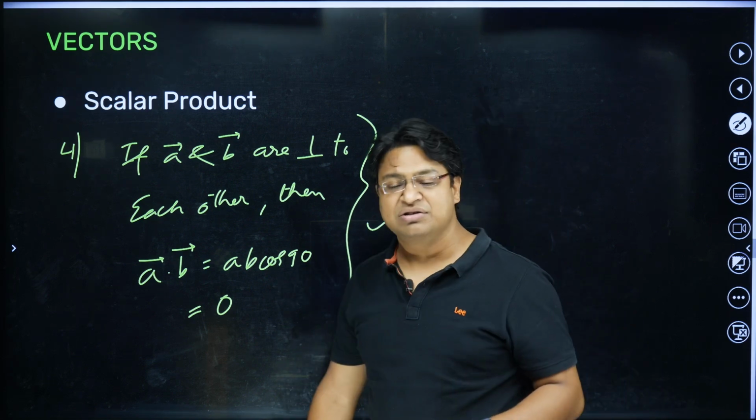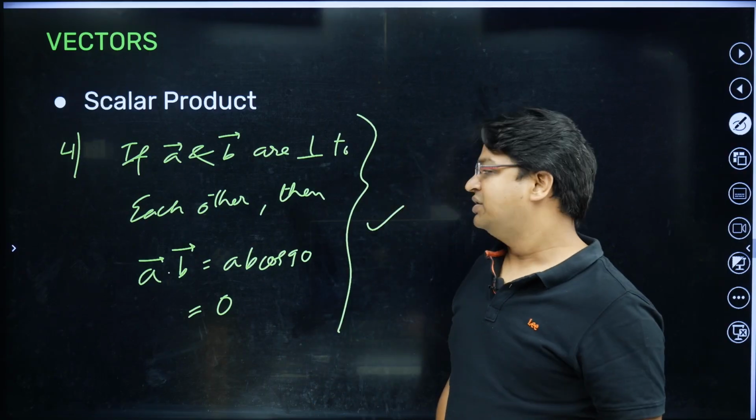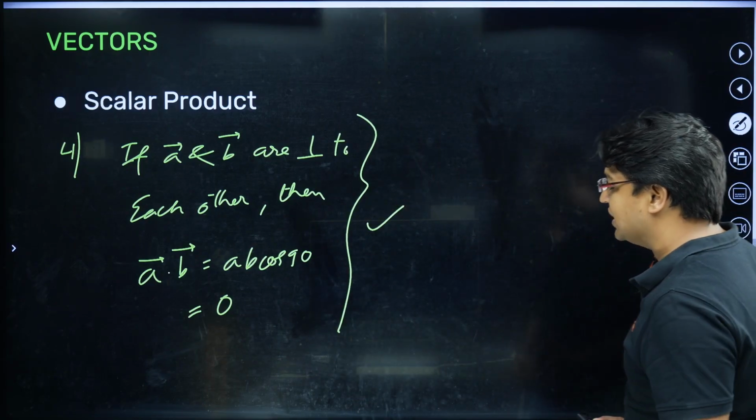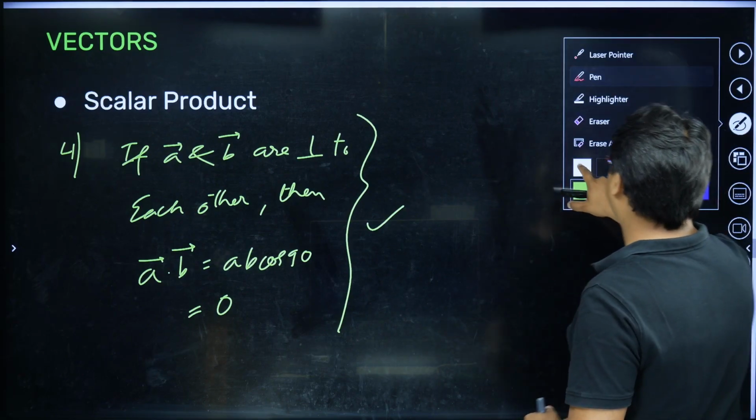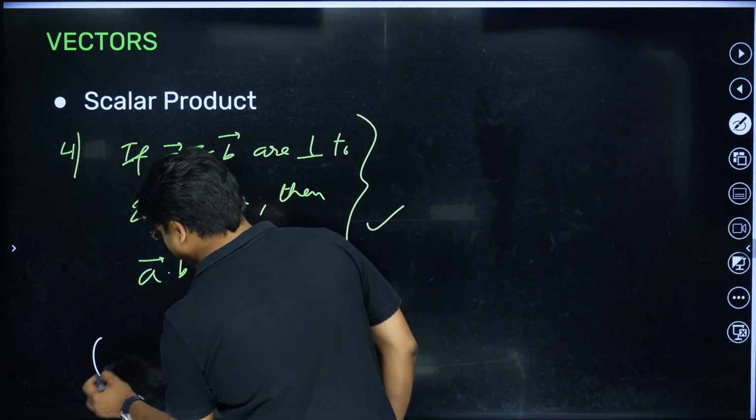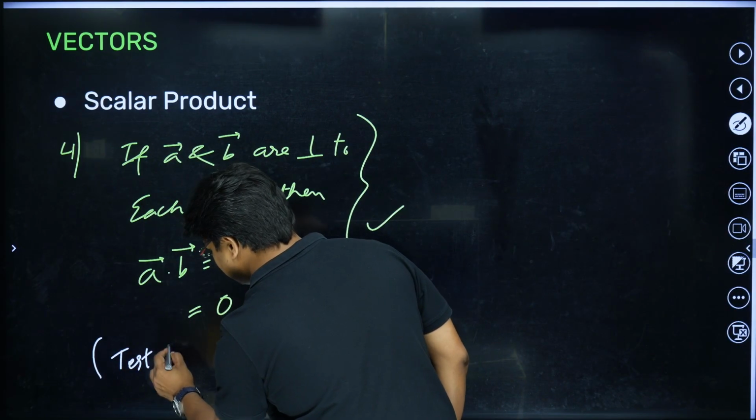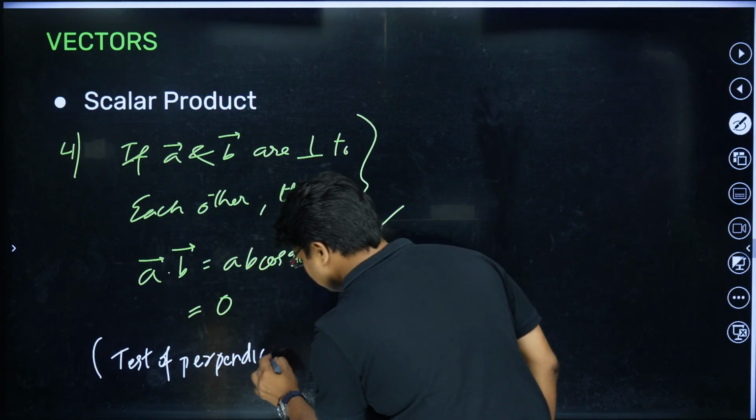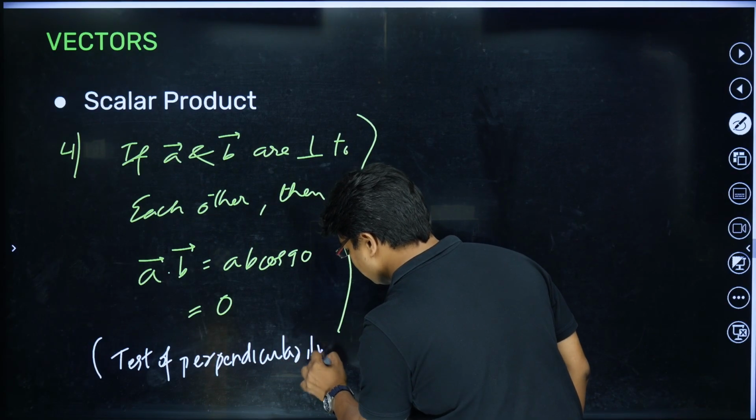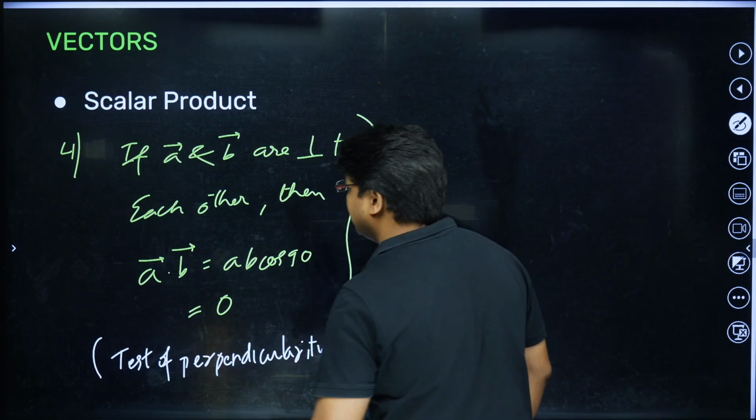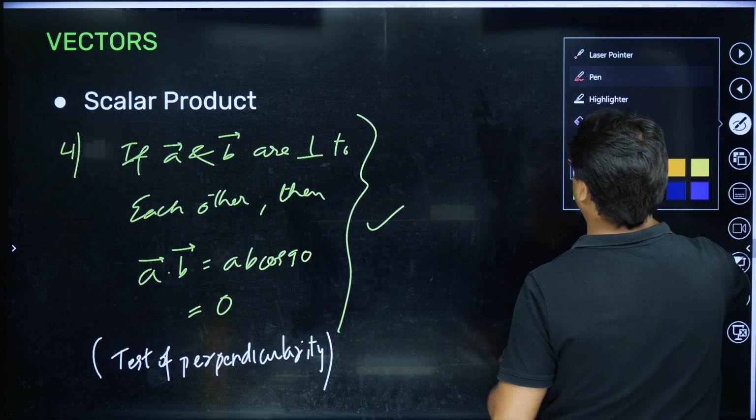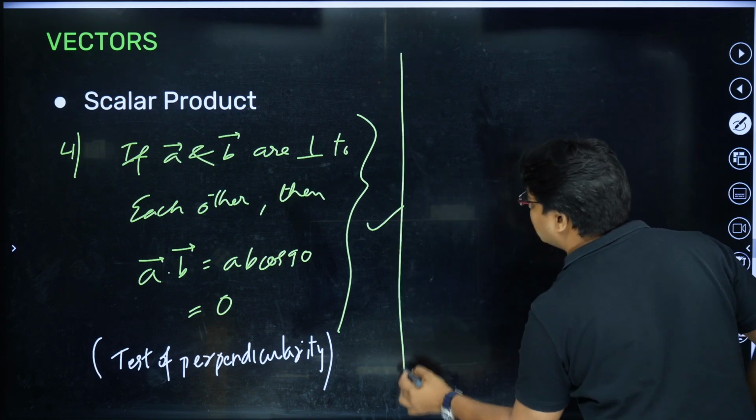But if we don't get a 0 value, if we get anything else, then we know that the vectors are not perpendicular to each other. So this is used as a test of perpendicularity. Please remember this. It is going to be useful in many questions. This is a very important property, and using this property, we can frame further rules for ourselves.